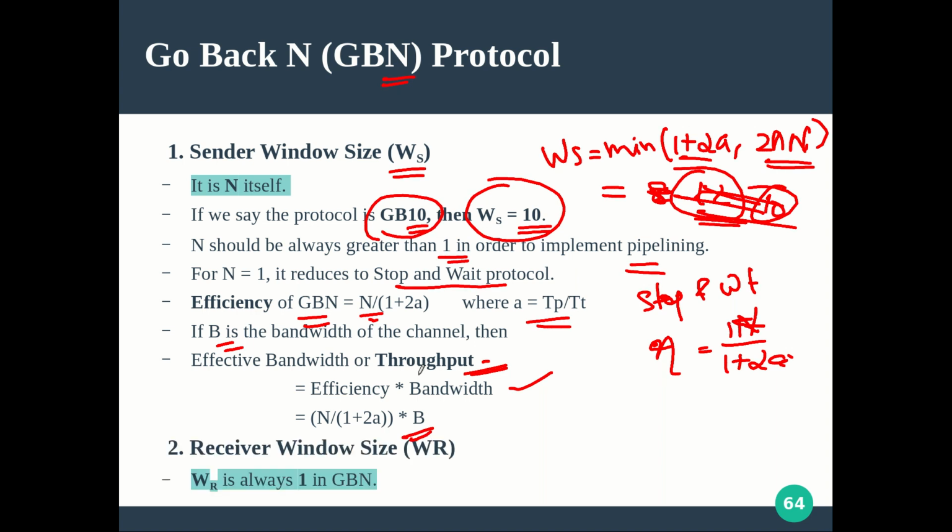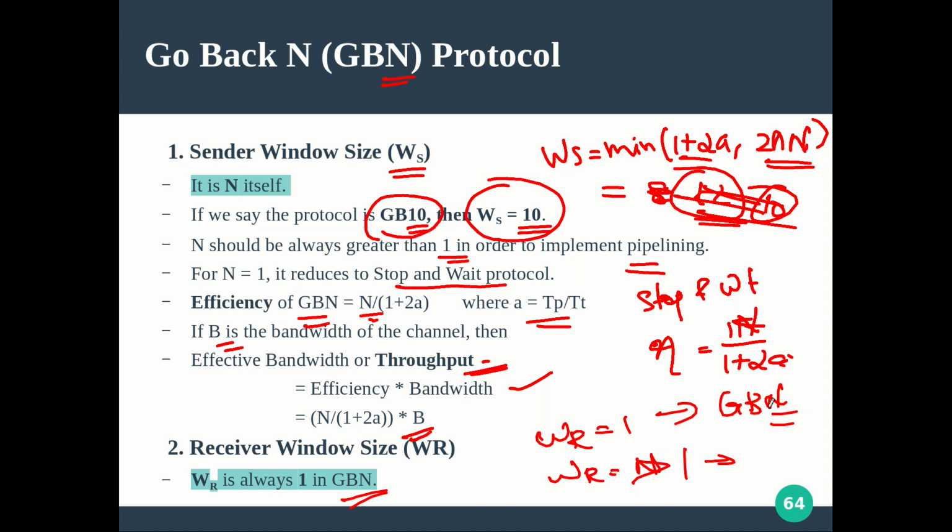Now the second parameter, very important, is the receiver window size. In Go Back N protocol, we already saw the receiver window size is just 1. In the previous slide we saw two variations of sliding window protocol: with the receiver window being 1, and with the receiver window being some larger value, greater than 1. So the receiver window is fixed at 1 for Go Back N, and for selective repeat protocol it is greater than 1. Normally the sender and receiver window sizes are kept equal; that is enough. The receiver window need not be more than that. So keep this in mind.